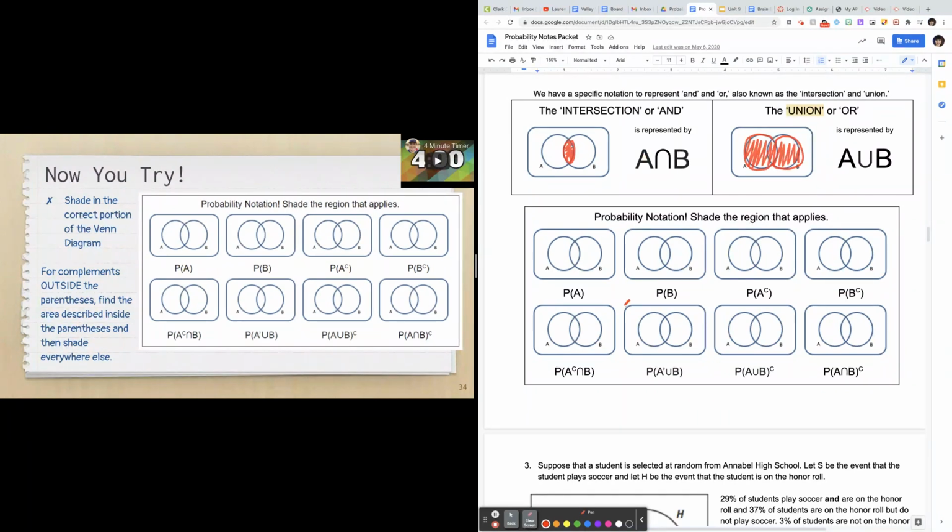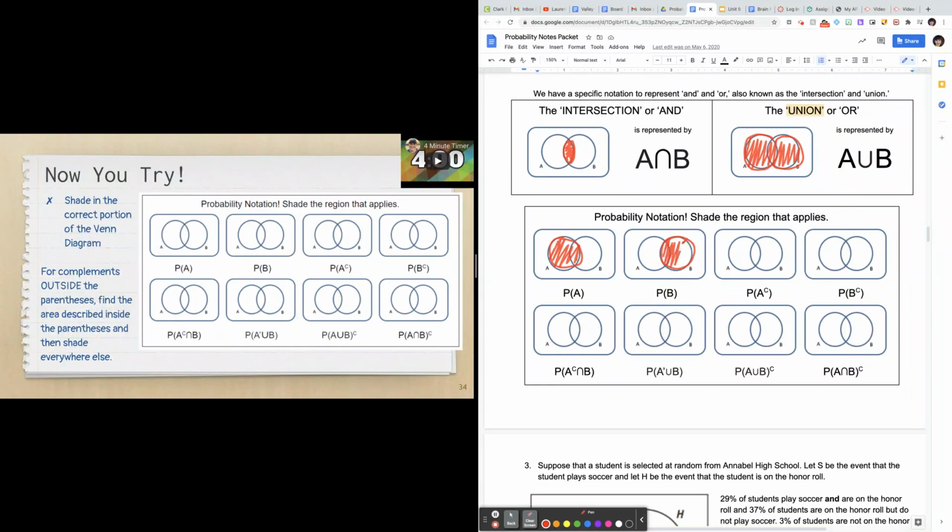Okay, all right, so I'm going to do a couple of these up here at the top, and then I'm going to give you a chance to try to shade some of these other ones. So for probability of A, that's just the entire circle A. It can include part of the circle B as long as that's also included in circle A, right? So probability of event B is very similar. It's just the entire circle B.